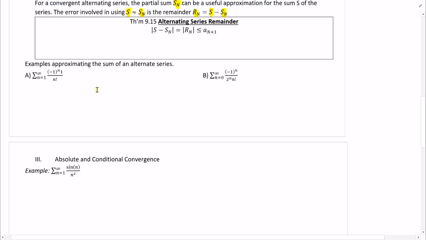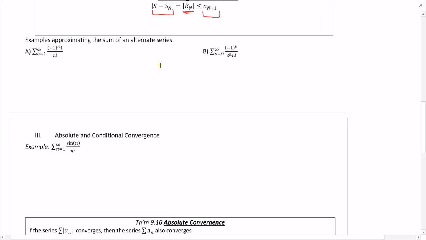So what this says is that the remainder, which is defined by taking the real sum minus the partial sums, is always less than the n plus 1 term, right? So basically, if you can find this term, then you'll have an estimate of how far away you are from the actual sum. This is easier done with an example, right?